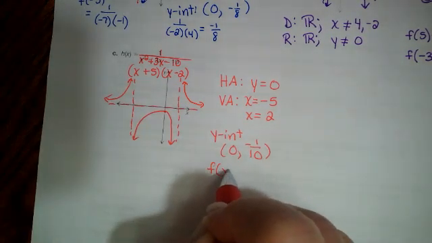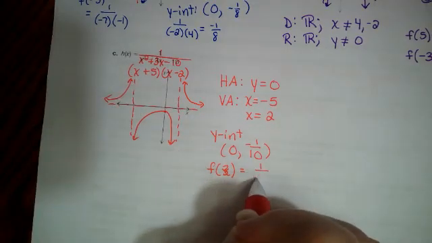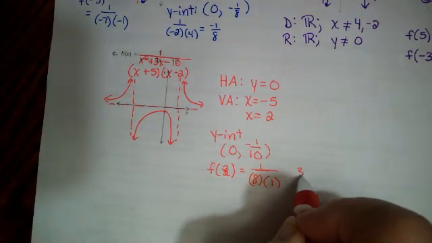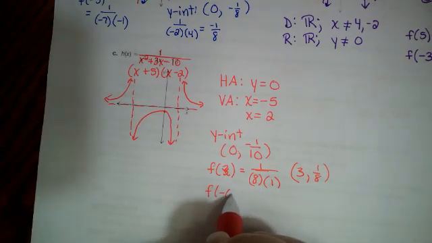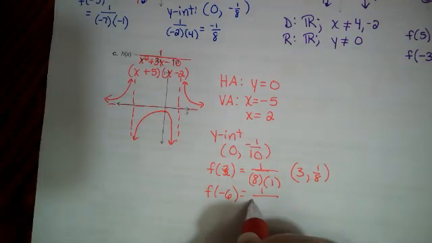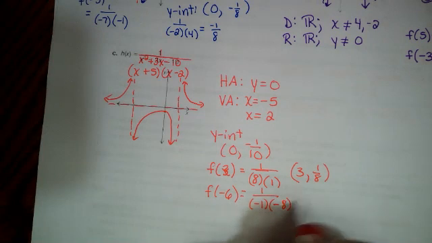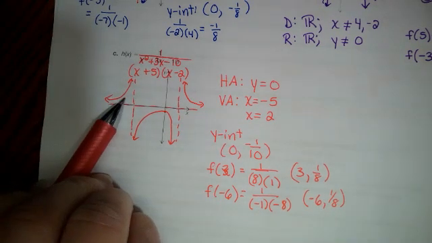So if I test f of 3, put a 3 in here. 3 plus 5 is 8. 3 minus 2 is 1. So I get a positive 1/8 at 3. And now let's try f of negative 6. Negative 6 plus 5 is negative 1. Negative 6 minus 2 is negative 8. And that gives me the point negative 6, 1/8. So it is above the x-axis.